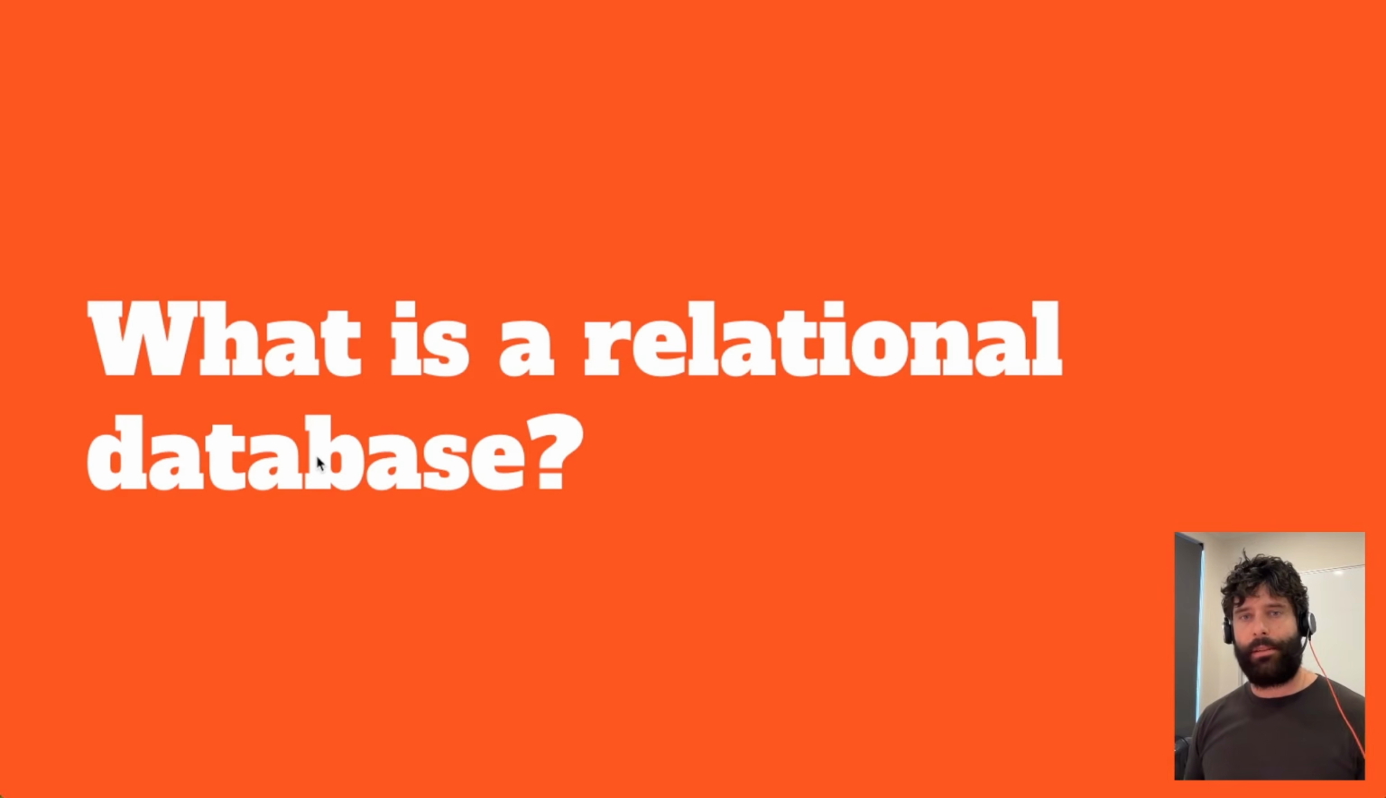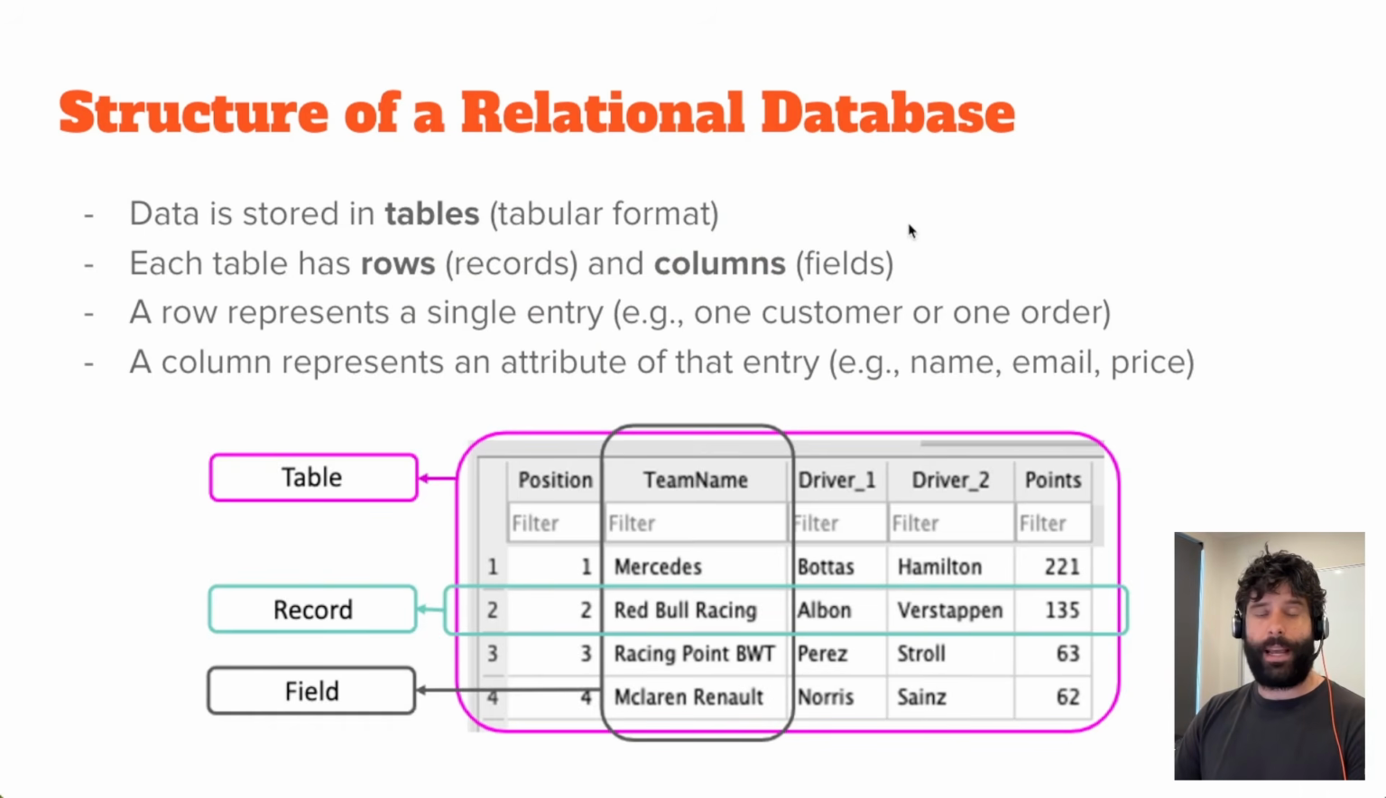Okay, so let's start by answering the first question, which is, what is a relational database? A relational database is a collection of tables where data is stored in a tabular format, where each table has rows and columns, and each row represents a single entry, for example, a customer or an order, and each column represents an attribute of that specific entry, like a name for the customer, the email of the customer, or the price of a product on an order.